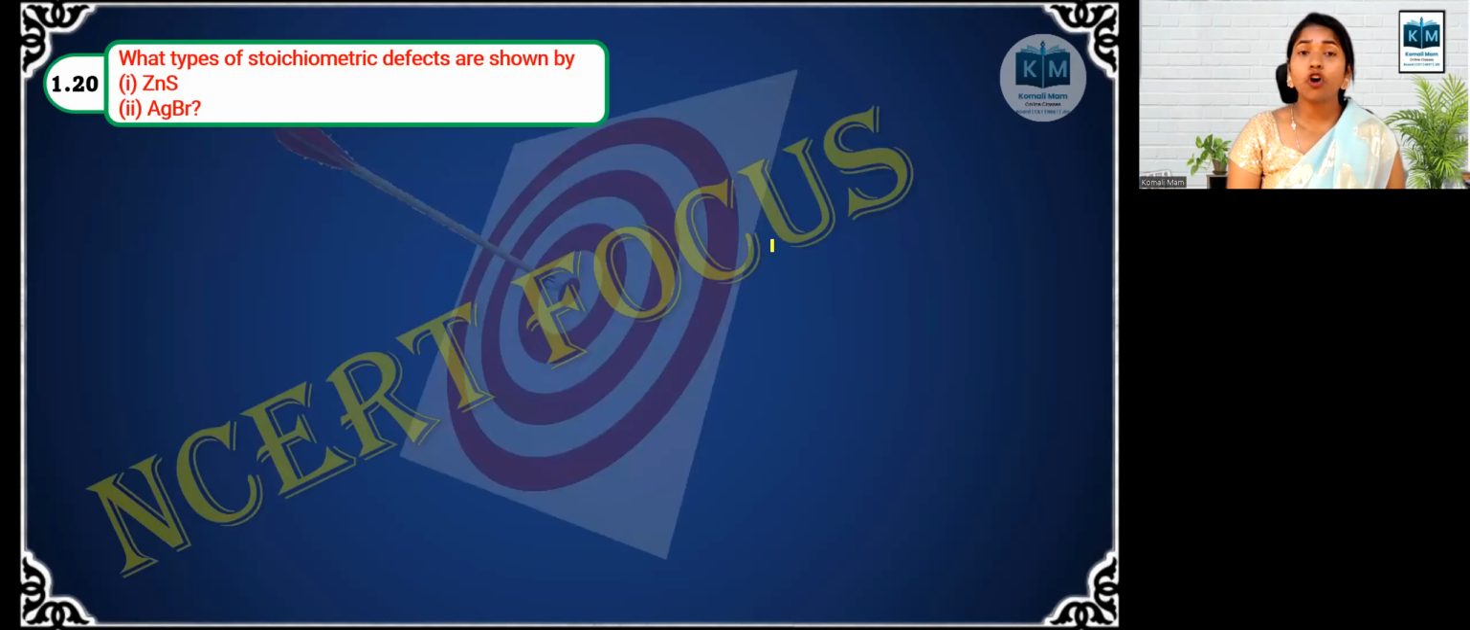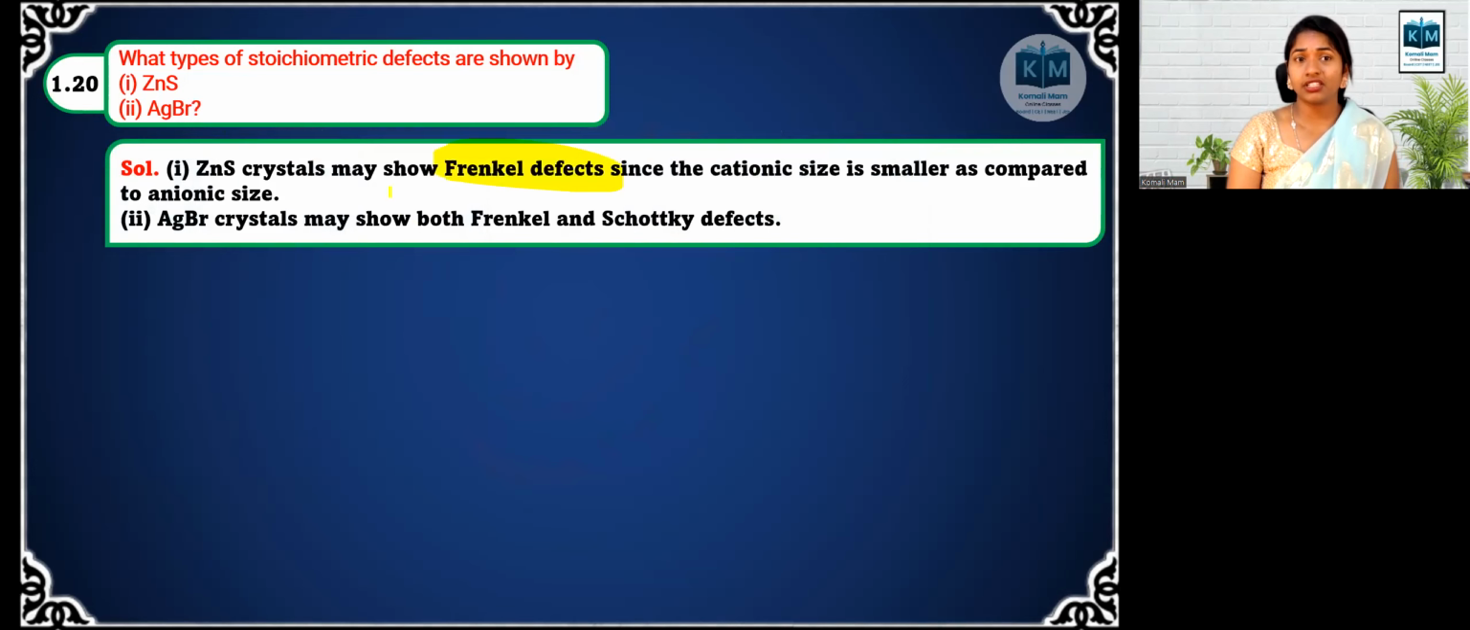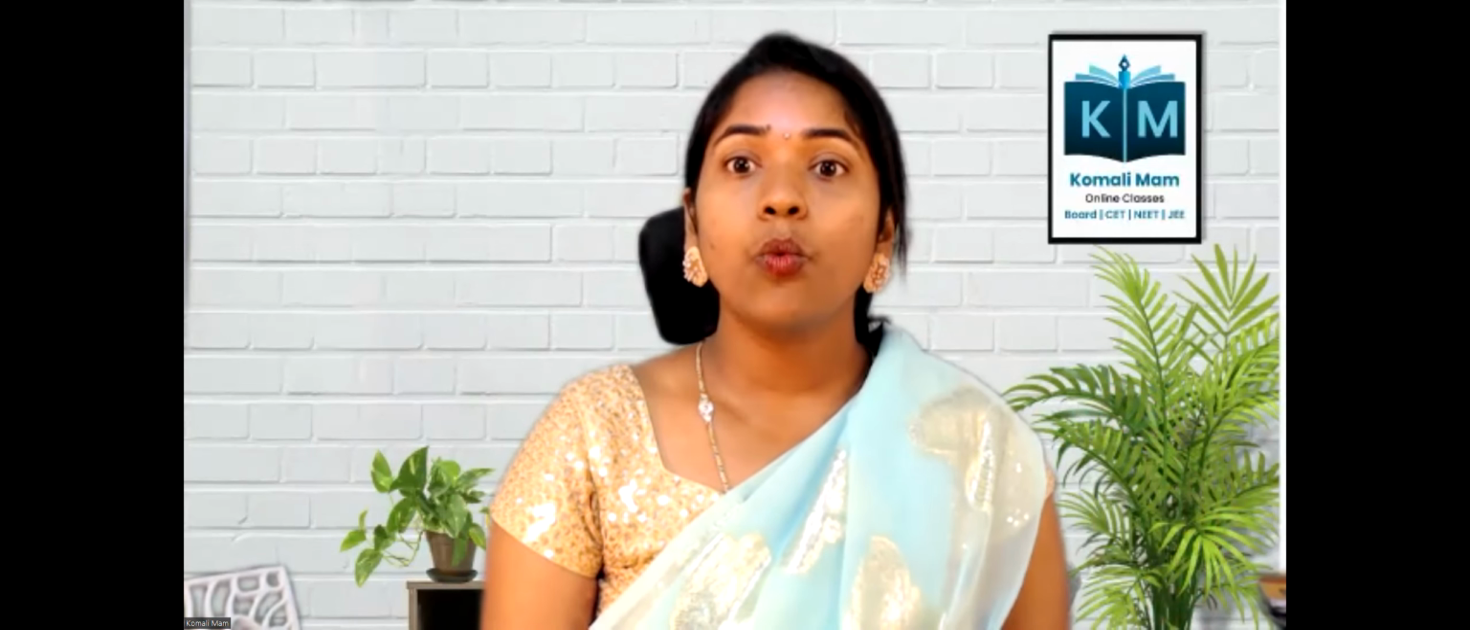What types of stoichiometry defects are shown by ZnS and AgBr? ZnS shows Frenkel defect, whereas AgBr shows both Frenkel defect as well as Schottky defect. This is a direct question, and examples are mandatory. You all should remember the examples. AgBr is most important. It shows both Frenkel and Schottky defects, whereas ZnS shows only Frenkel defect. Is it clear? See the next question, students.